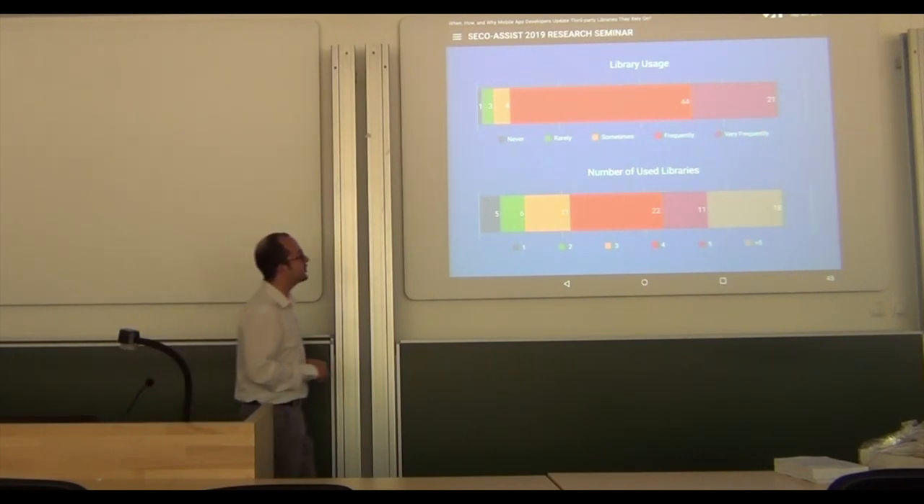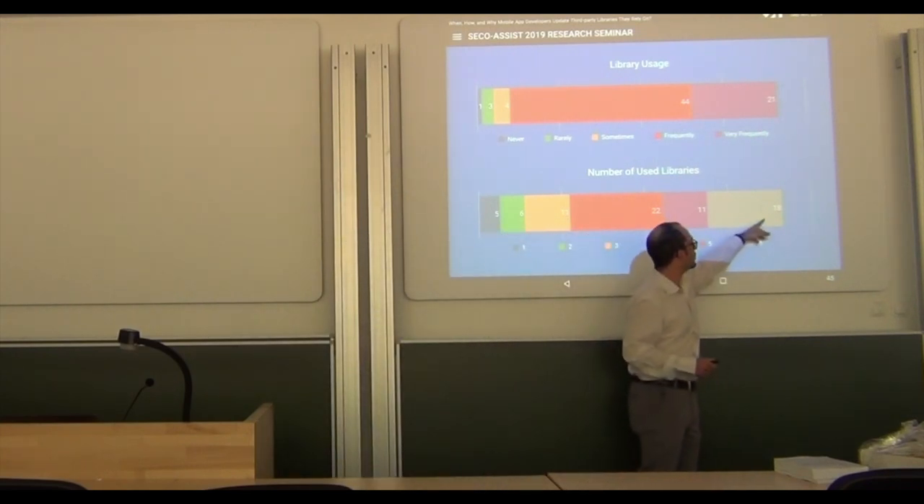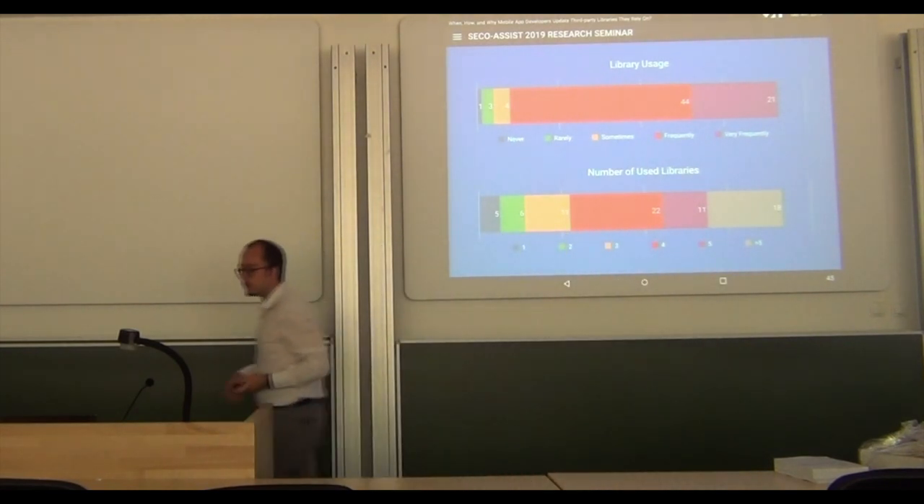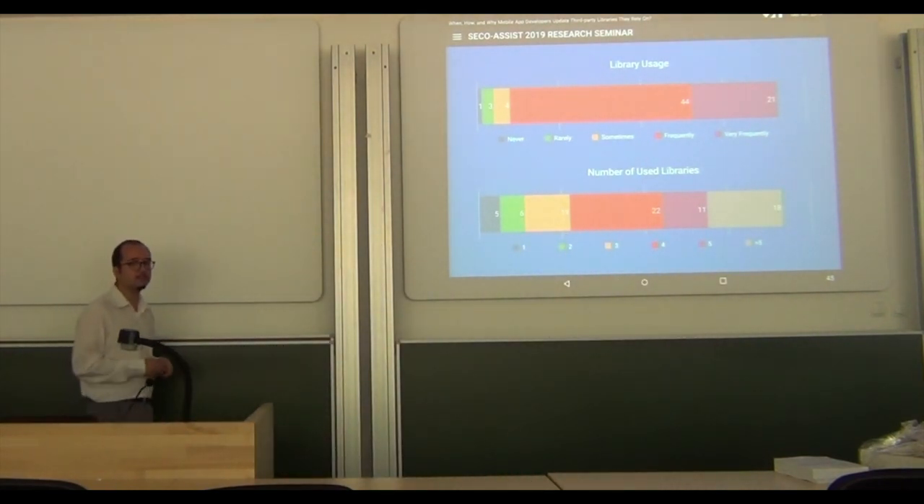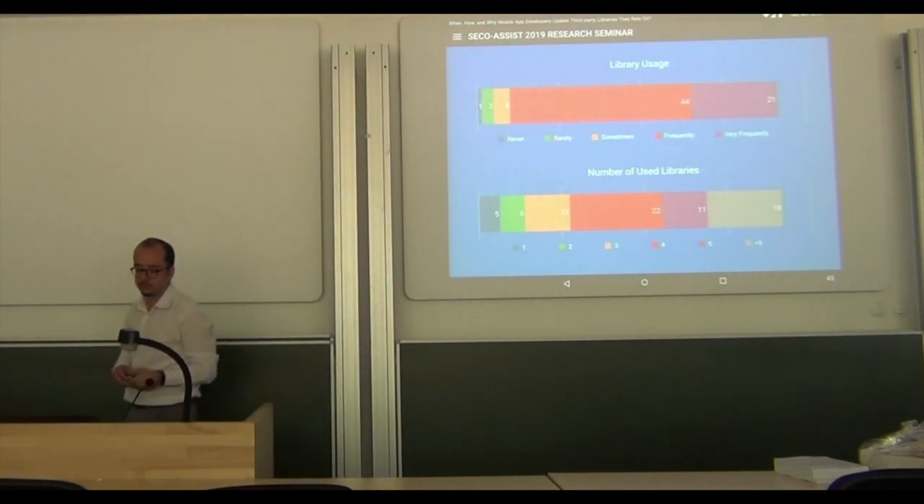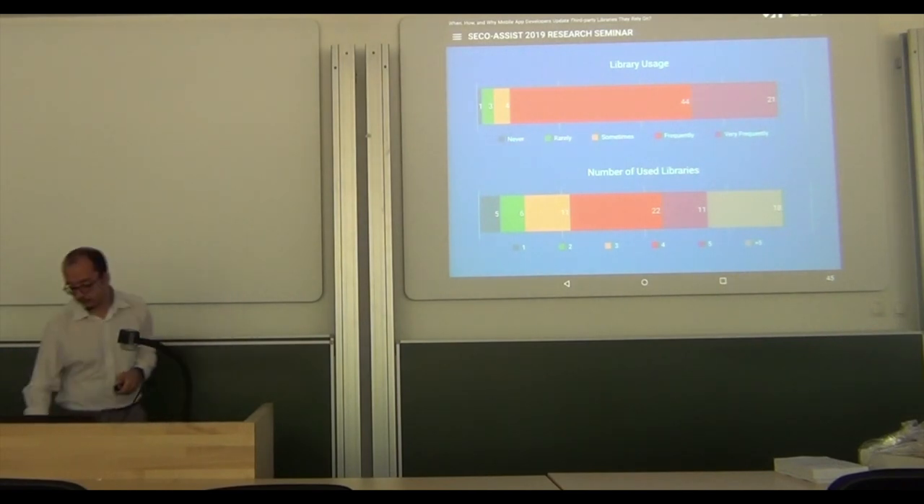It's also interesting to see that there are at least 18 developers that use more than 5 libraries. So basically it means that this result is in line with what we have seen before. So this is our confirmation of what we had with our previous interview.